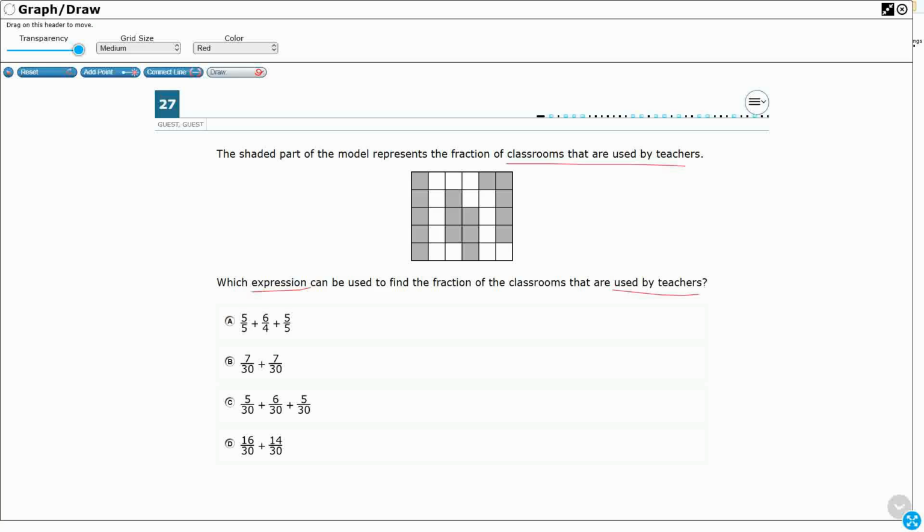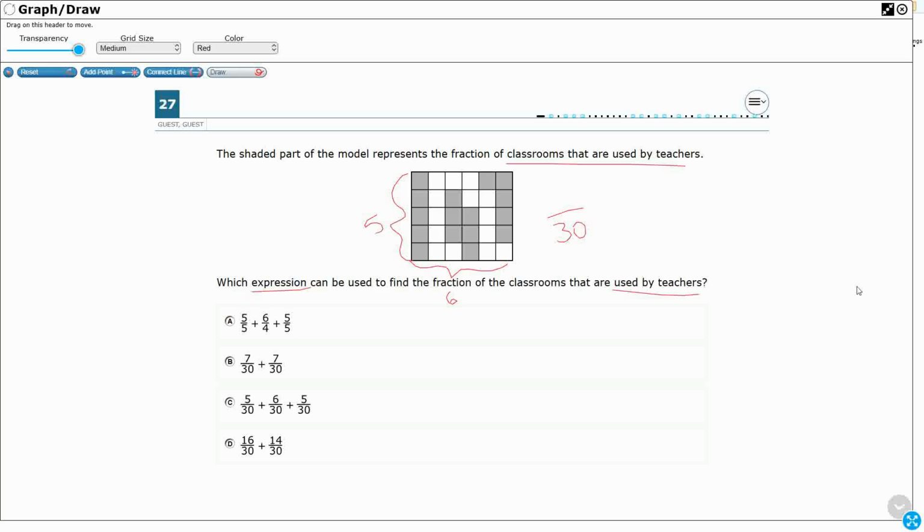Well, let's see. What do we have here? We've got 1, 2, 3, 4, 5. Okay, wanting to see how many total squares we have. 1, 2, 3, 4, 5, 6. All right, so we've got a 6 by 5. So we could say this is out of 30. If we wanted to, we might be able to simplify or reduce, but we might just keep it at 30.